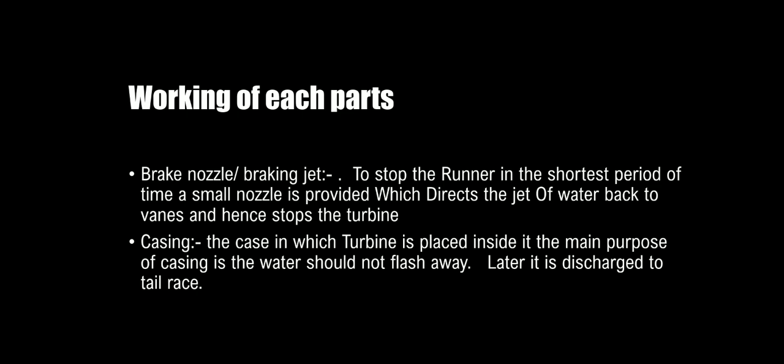Casing. The casing is the case in which the turbine is placed. The main purpose of the casing is that the water should not splash away. Later it is discharged to the tail race. The first point is the turbine is placed in the casing. And the main purpose of the casing is so that the water should not splash away from the turbine. Later it is discharged to the tail race.